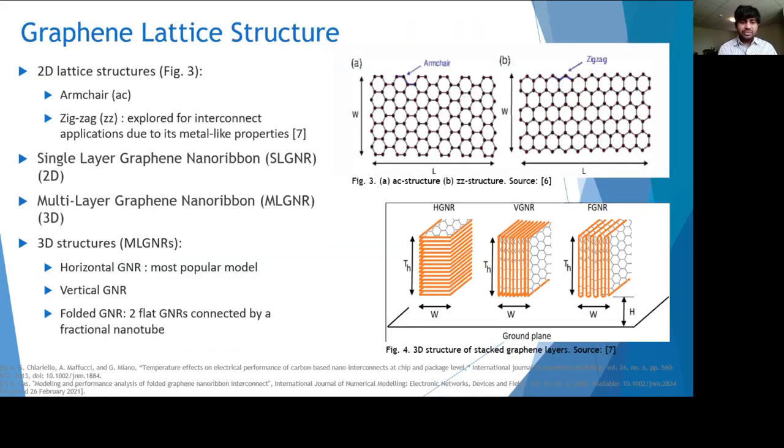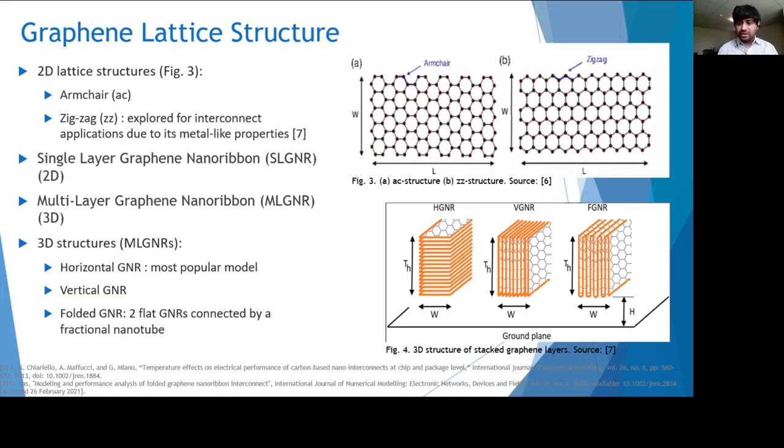So what is graphene's atomic structure? There are 2 important things to note about it. It has 2 types of lattice structures. Armchair, where there's a dip or a climb between the 6 carbon rings, and that's shown in figure 3a, and the zigzag, where the dip doesn't exist, and that's shown in figure 3b. The zigzag structure is currently being researched as a potential replacement for copper interconnects because of its low resistivity and thermal conductivity compared to the armchair structure.